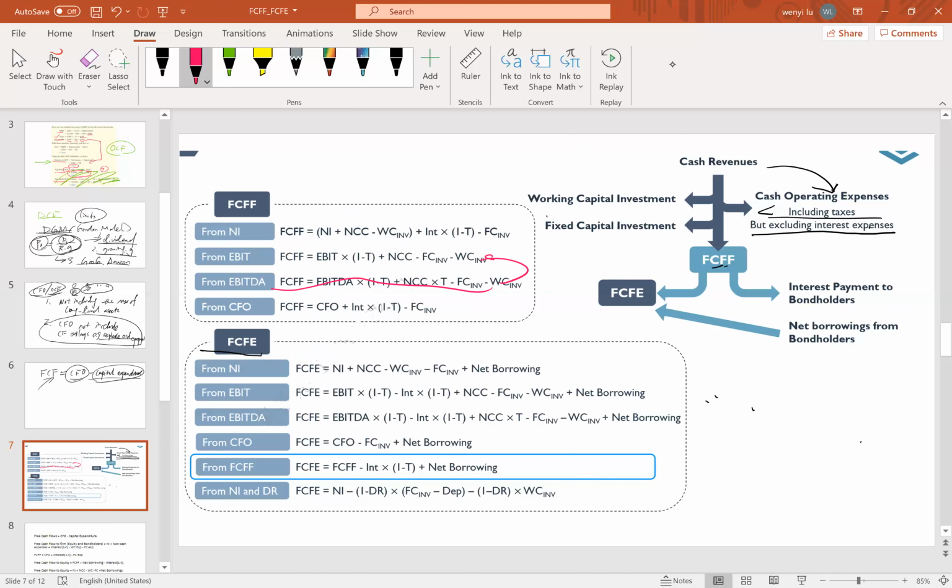Earnings before interest and tax, plus the non-cash charge, that's the depreciation and amortization. So you have the EBITDA. EBITDA times (1 minus T), plus NCC times T. So this part is adding back.